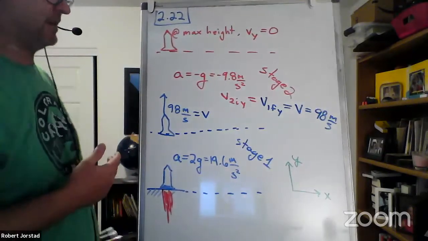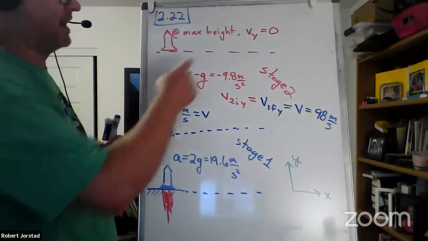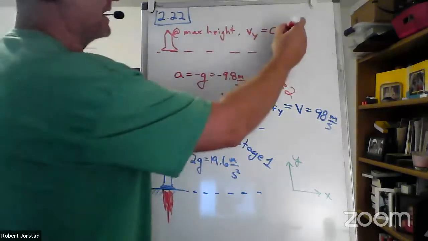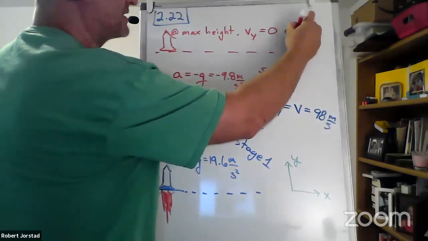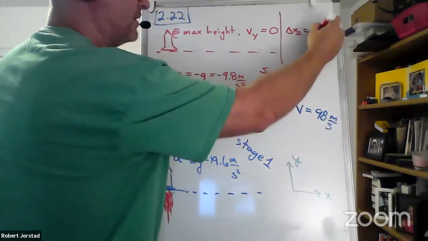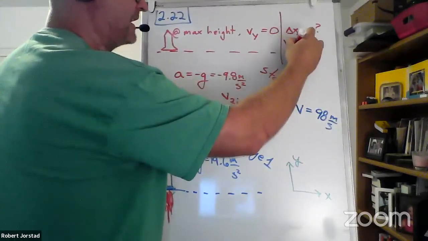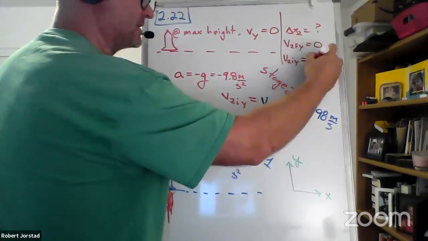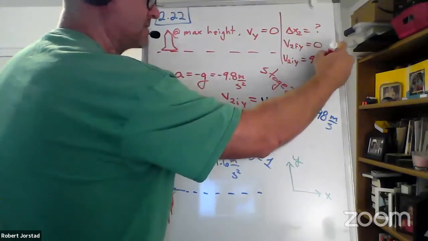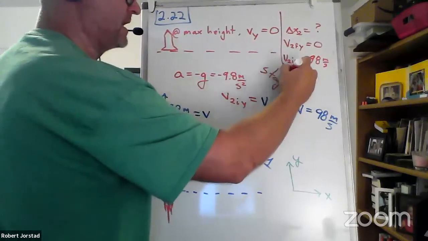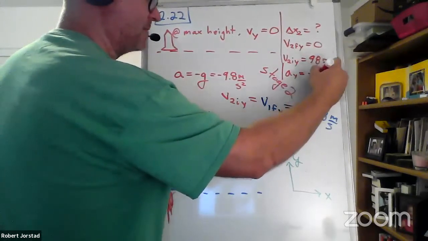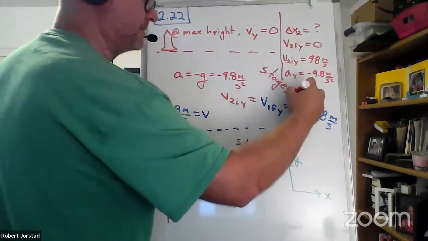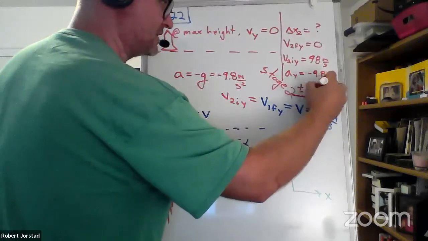What else do we have here? So I could tell I know V final. Maybe let's just make our list. It's kind of sloppy. So let me just make my standard list. Delta X2 equals, I don't know, V2 final Y equals 0. V2 initial Y is equal to 98 meters per second. A sub Y is negative 9.8 meters per second squared. And the time for stage 2 is, I don't know.